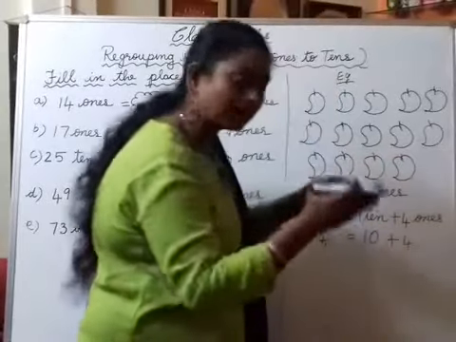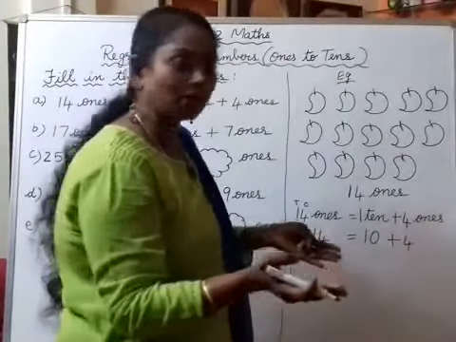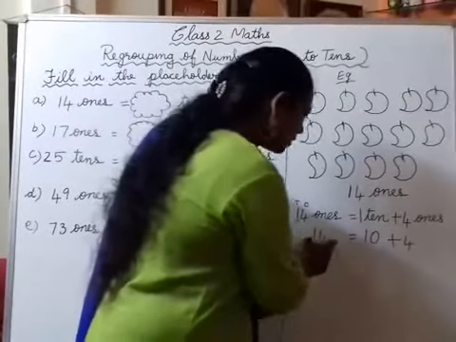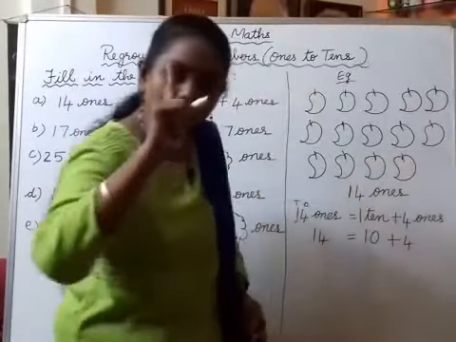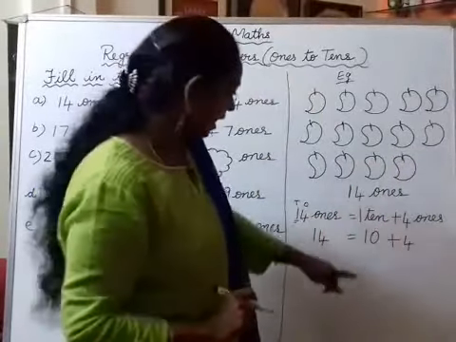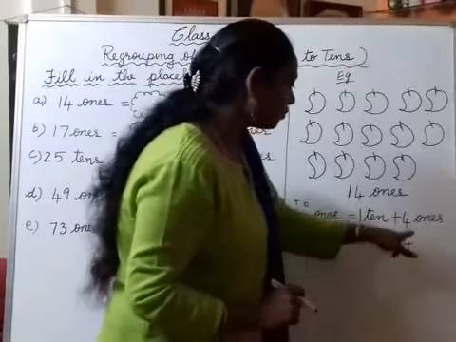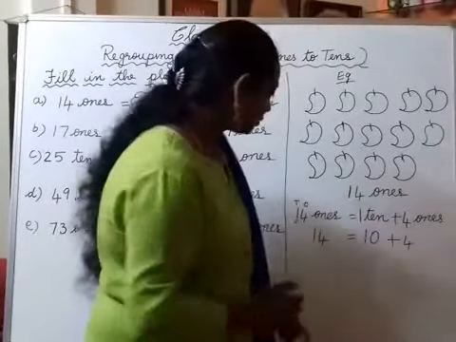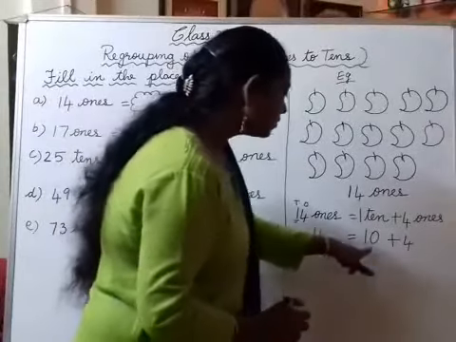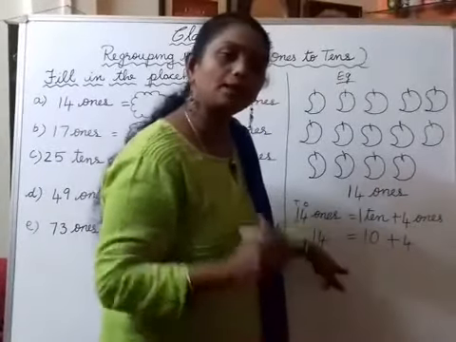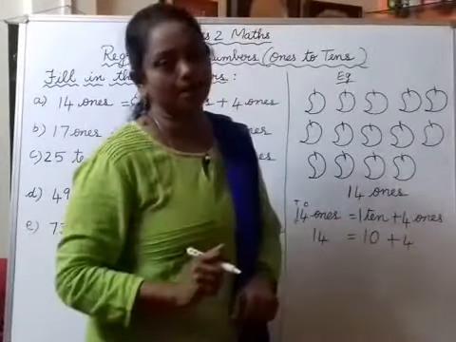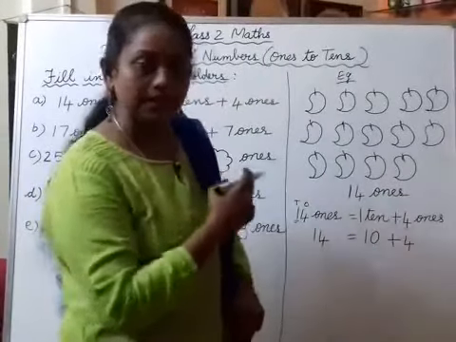We have to expand, we have to write it in expanded form. So 14 is equal to 1 ten, 1 ten means 10, plus 4 ones. 4 ones means 4. So 14 is equal to 10 plus 4. 14 को हम 10 plus 4 करके expand करेंगे. Hope you understand this concept.